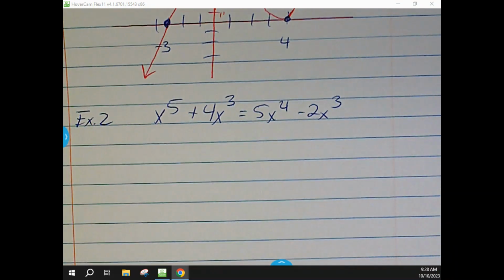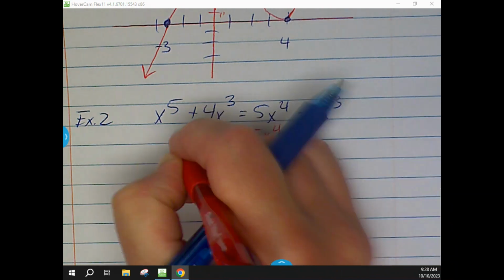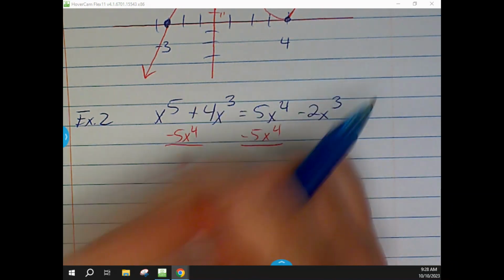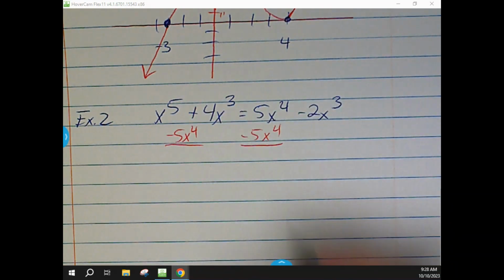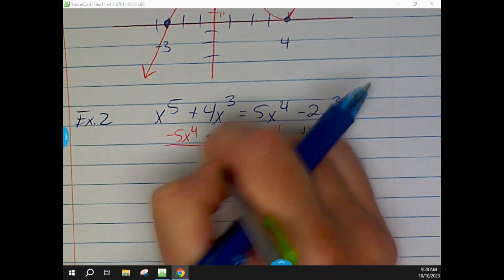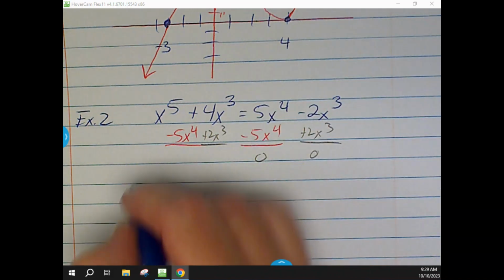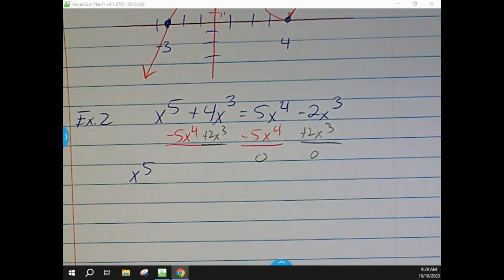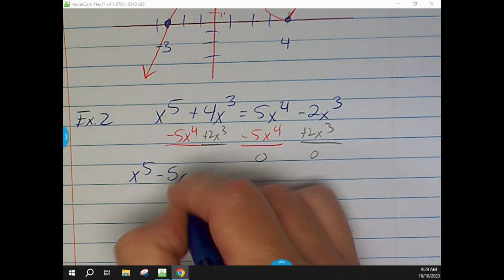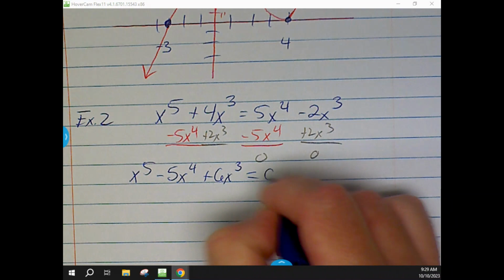Okay, so the very first thing is we've got to make it equal to 0. So let's get rid of this 5x to the 4th, move it back over here, and let's go ahead and do two things at one time here. Let's add this 2x to the 3rd over here to make that 0, and then add the 2x to the third right there. So it's x to the 5th minus 5x to the 4th plus 6x to the 3rd equals 0.